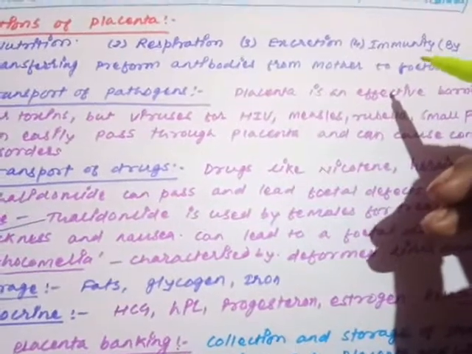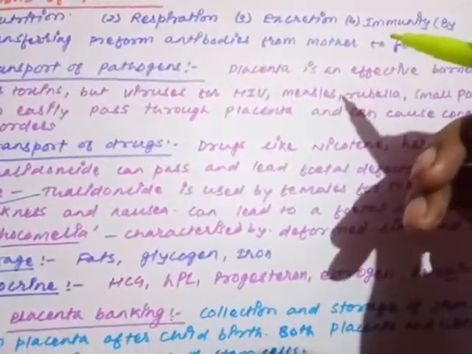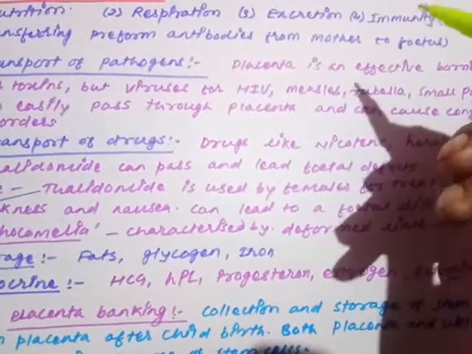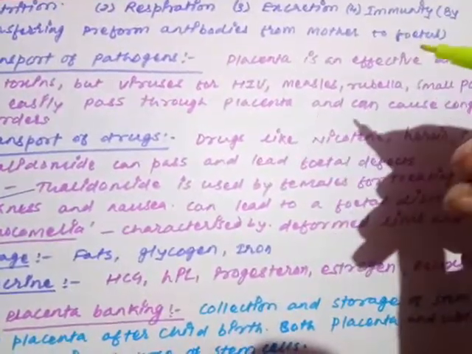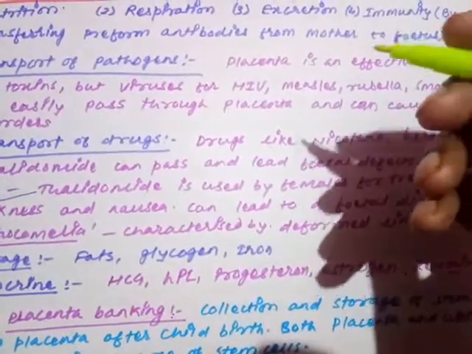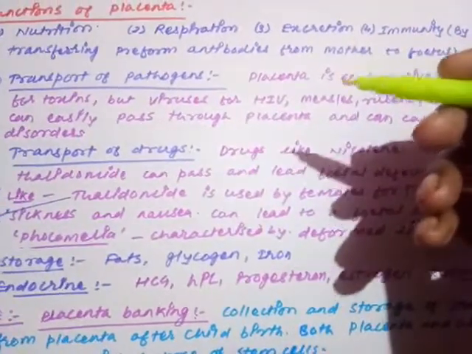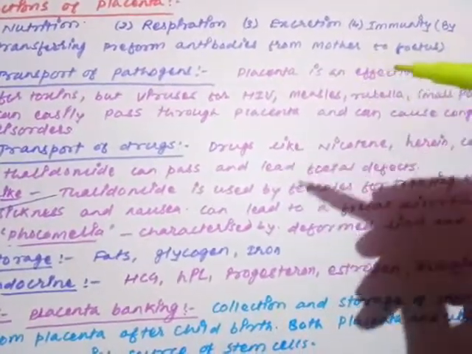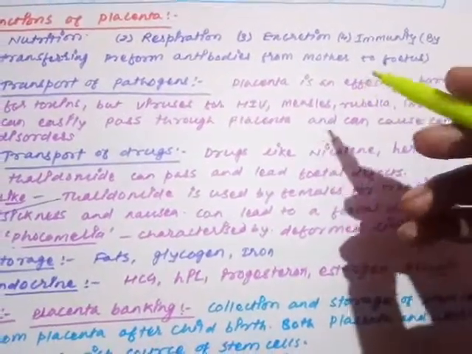Immunity, that is very important. Immunity means what? By the help of placenta, the developing fetus is developing the immunity in itself, because the mother body is having the preformed antibodies for certain types of diseases, and those antibodies are also being filtered out and transferred to the fetus for seeking their protection against such diseases. Are you getting my point?